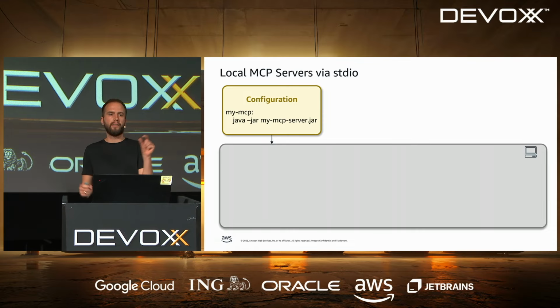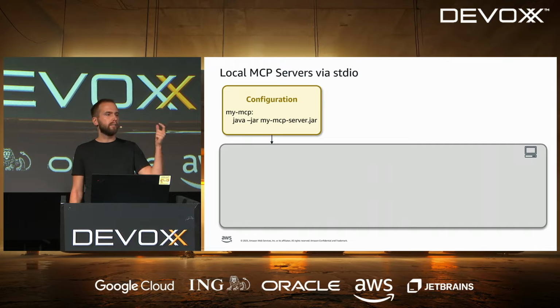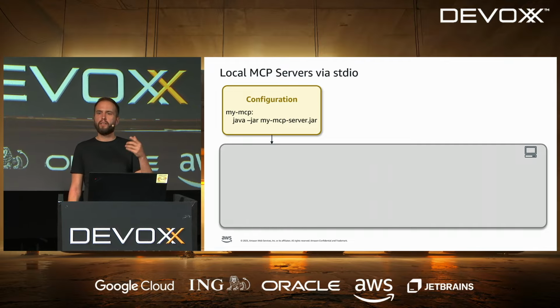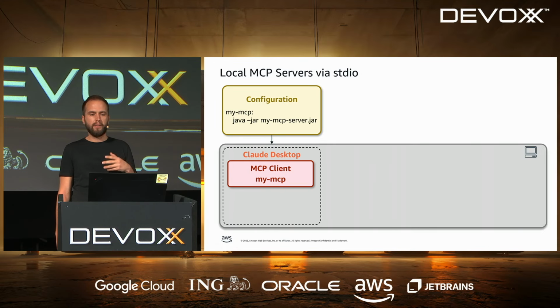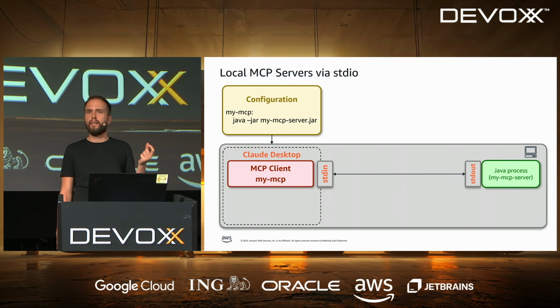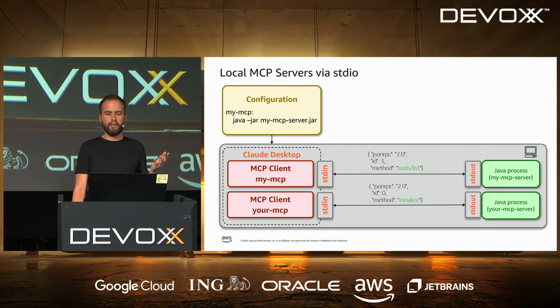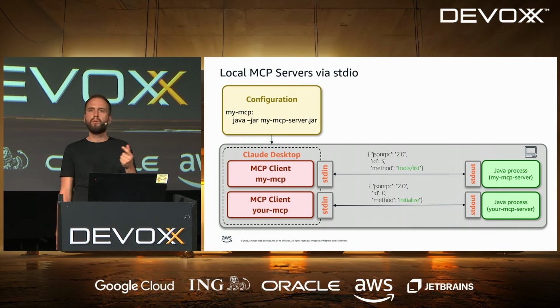So what happened is we had that configuration where we say, this is the instructions on how to start up the MCP server locally. So that can be Java, it can be NPX, can be Python. And then the host application initiates the client, and you get this dedicated process to communicate over and via standard in and standard out. So if you would have another MCP server and another client, you would have another process where you communicate over standard in and standard out.